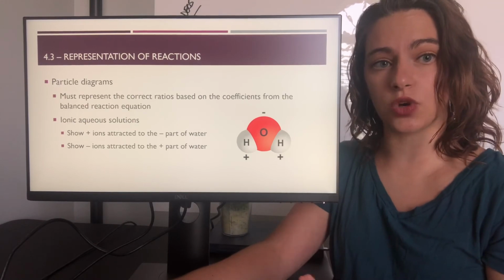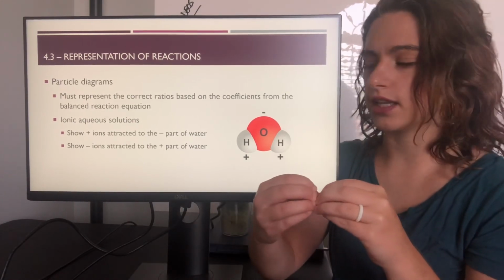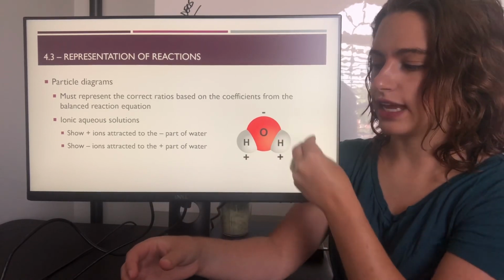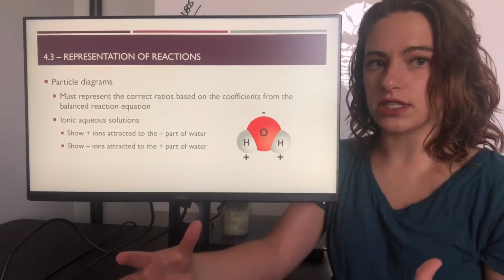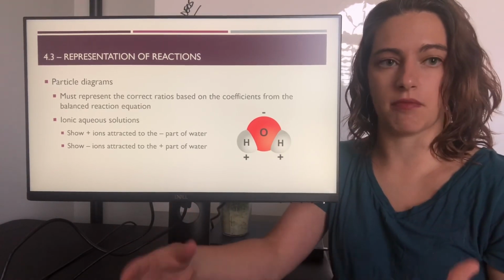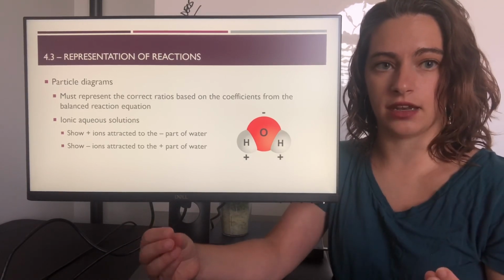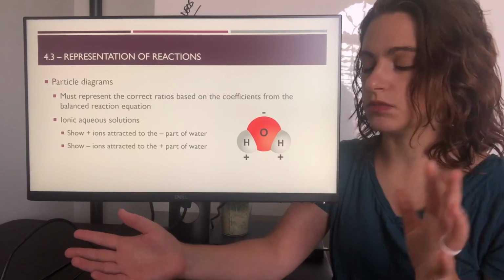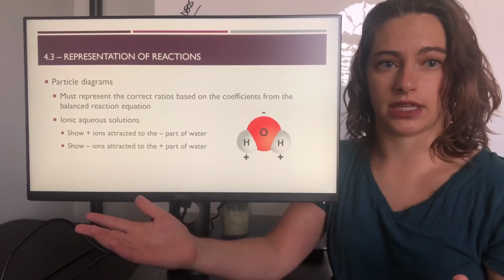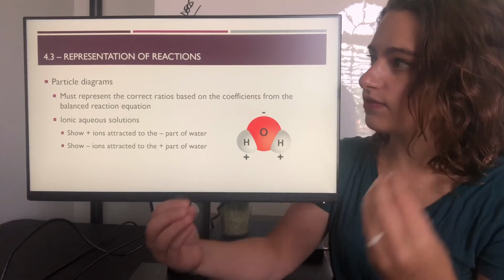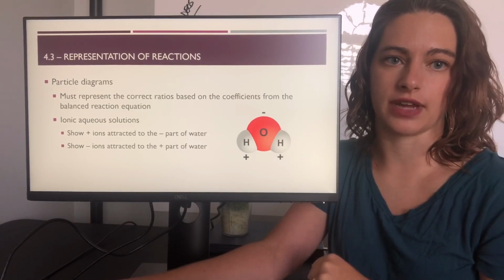Sometimes you'll be given the drawing, and so you're looking for all of those pieces. Are the solids represented correctly? If they're in aqueous solution, are they attracted to the correct parts of the water molecule? And again, all of this is done with the law of conservation of mass in mind. You can't have more particles at the beginning than at the end, because we can't just randomly vanish atoms. And you can't have more at the end than you started with, because you can't just randomly create atoms either. So all of these pieces together we can use to draw particle diagrams to represent different types of chemical reactions.